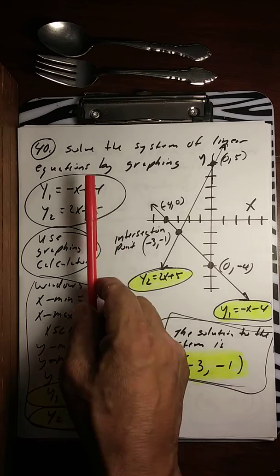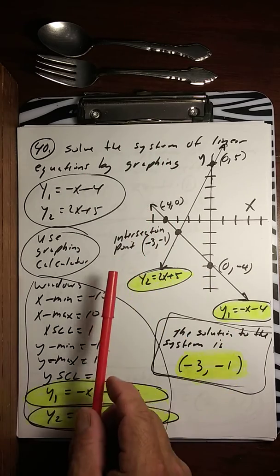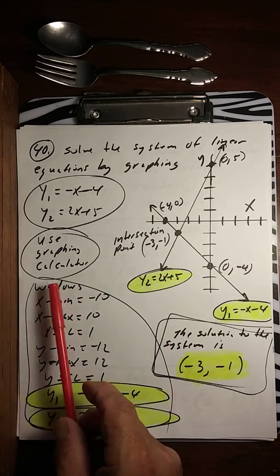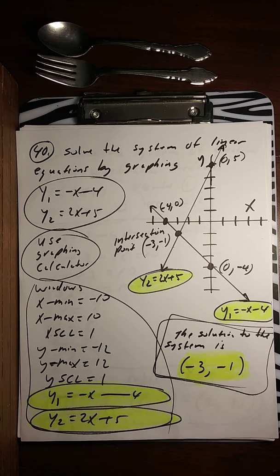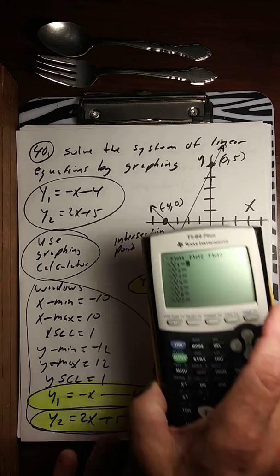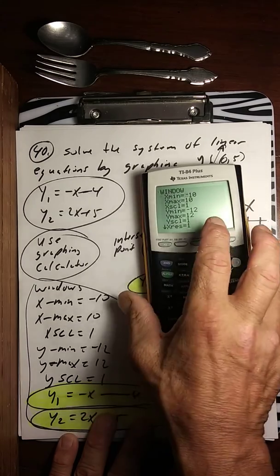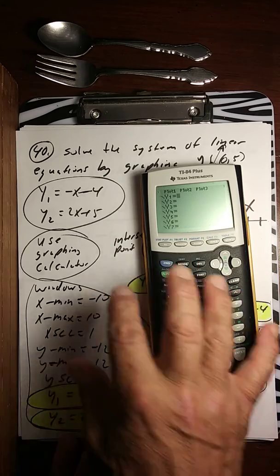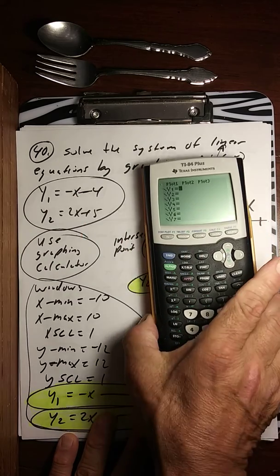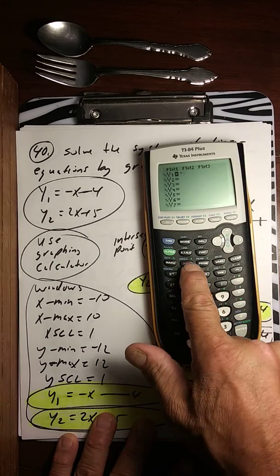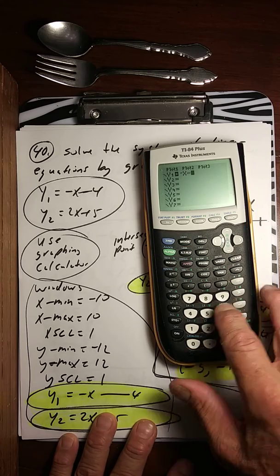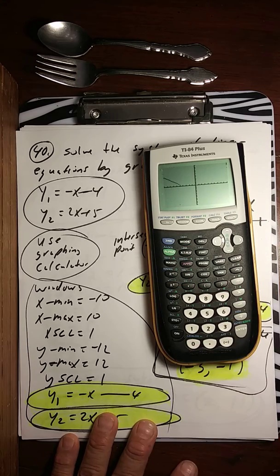Alright, so let's solve a system of linear equations by graphing. We have to put these two graphs in using a machine, of course. Let's get a calculator here and graph these guys. Windows, that's fine. Y equals -x minus 4.